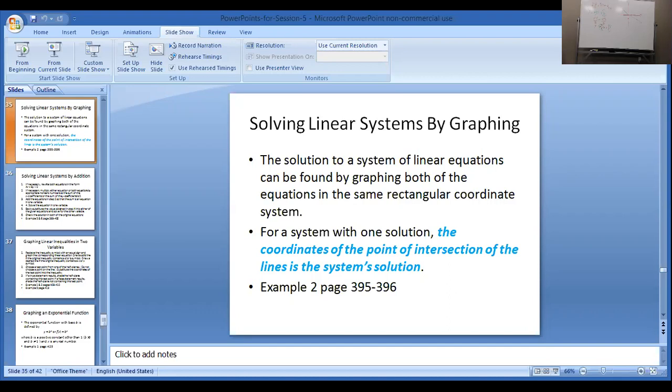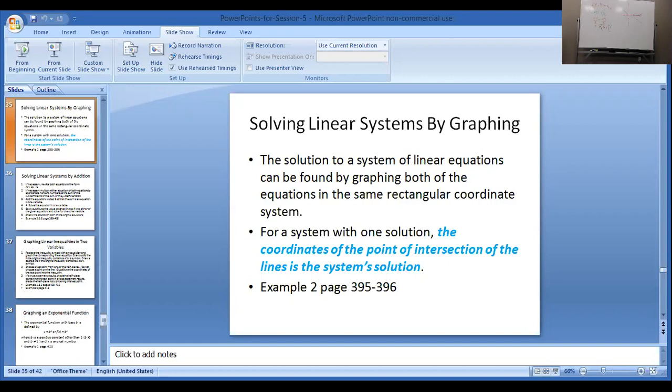No, wait a minute. So I find if x is 0, y is 1. If y is 0, x is 2. Okay? Then I graph that. That's just for the first equation. You follow me? Yes. Okay.